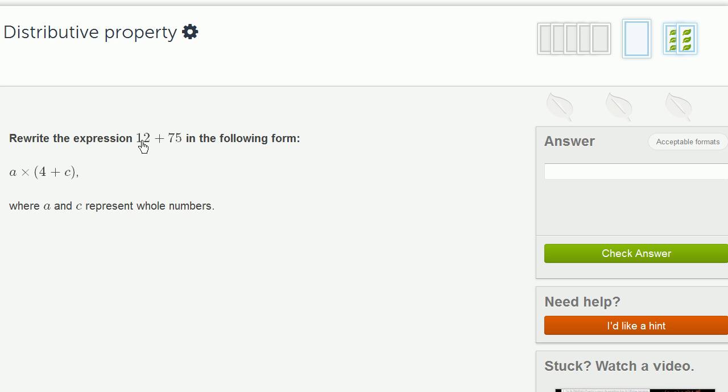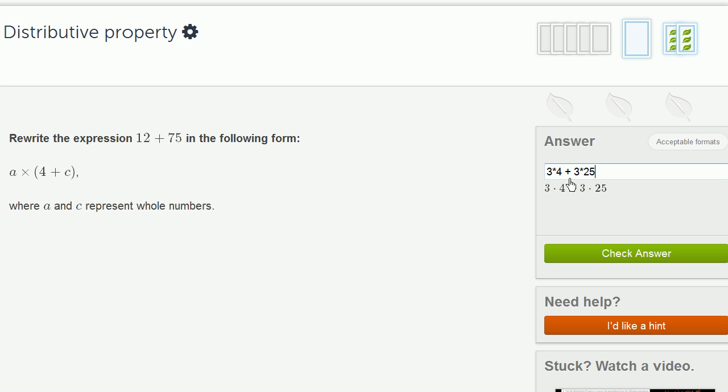If we look at these two numbers, the greatest common divisor of 12 and 75 looks like it is 3. 3 is definitely divisible into, or both of them are divisible by 3. So you can write 12 as the same thing as 3 times 4. And 75 is the same thing as 3 times 25.